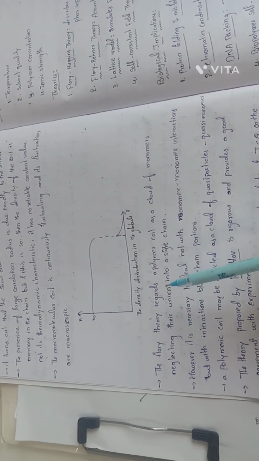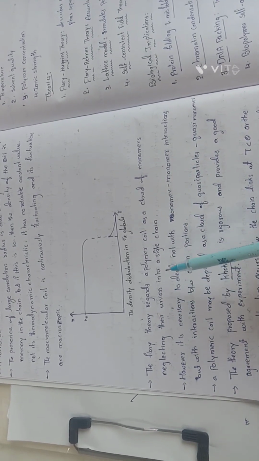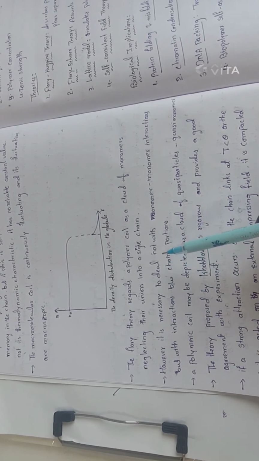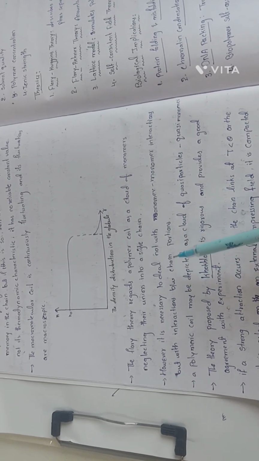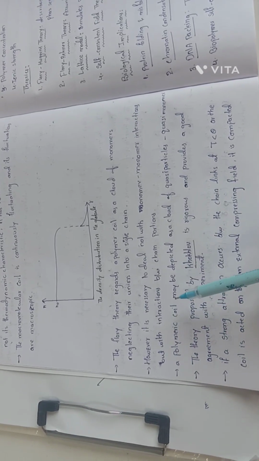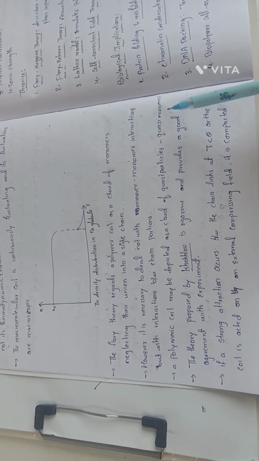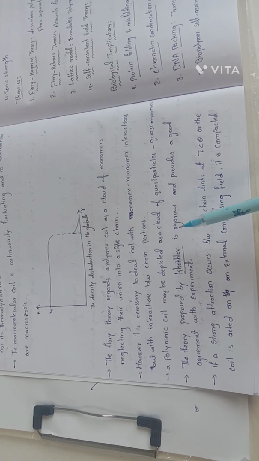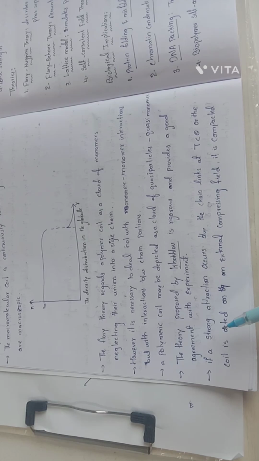The flow theory regards a polymer coil as a cloud of monomers, neglecting their union into a single chain. However, it is necessary to deal not with monomer-monomer interaction, but with interaction between chain portions. A polymeric coil may be depicted as a cloud of quasi-particles, or quasi-monomers. The theory proposed by Khokhlov is rigorous and provides good agreement with experiment.